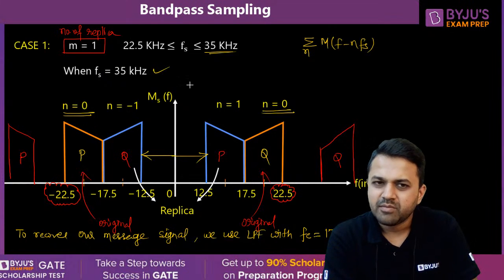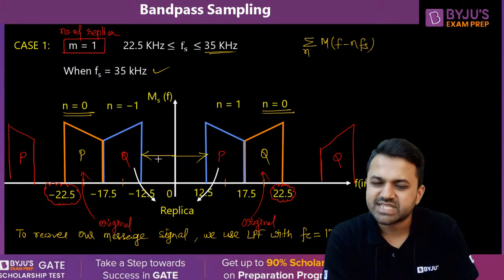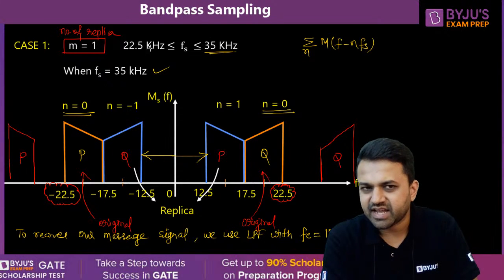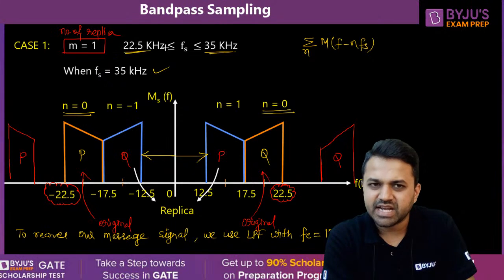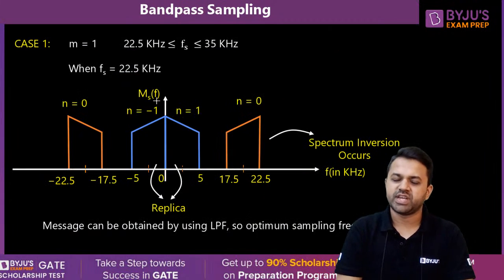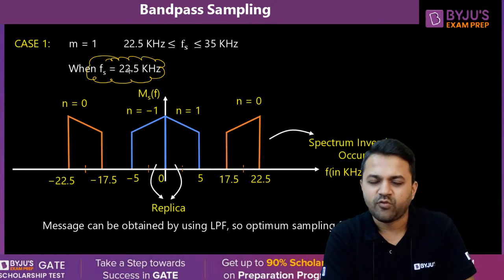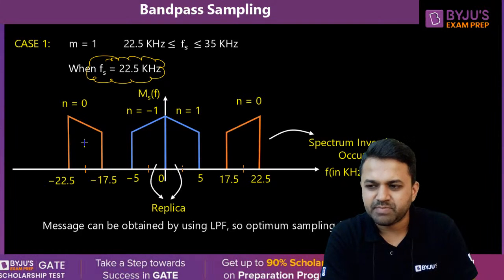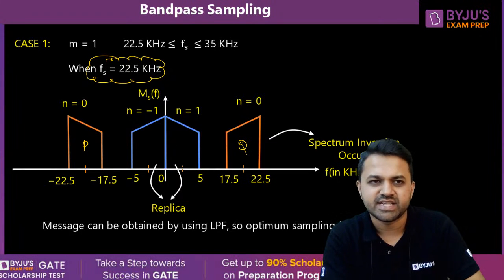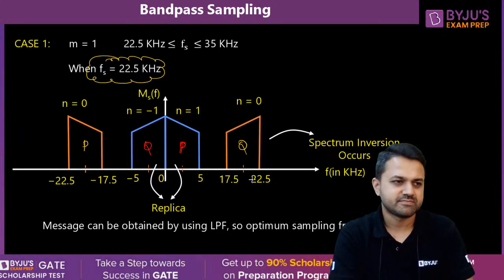We can use it, but as I said, if you use fs equal to 35, you are wasting the bandwidth. Now let's take the minimum side. What is the minimum? That is 22.5. Suppose I take fs equal to 22.5. Our original spectrum is P and Q, which is at its place, but when I shift it by 22.5, this P has gone to this place and this Q has gone into this place.